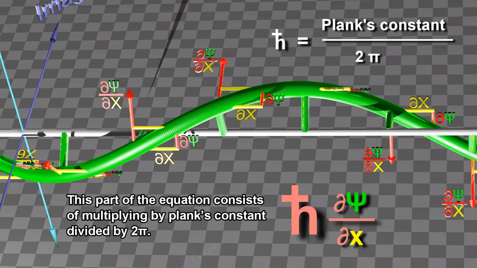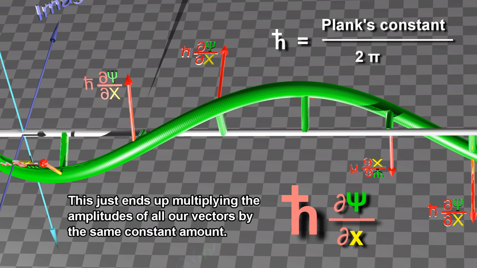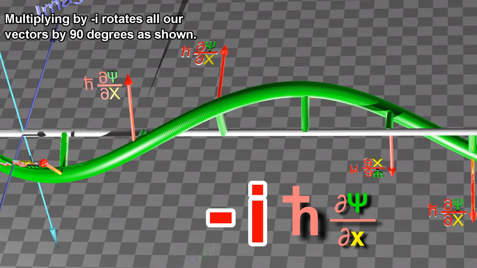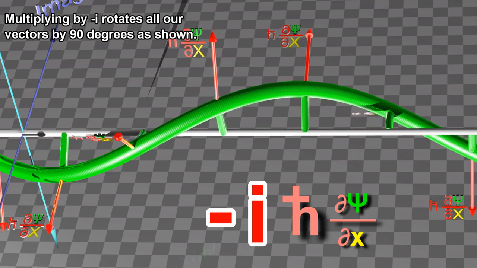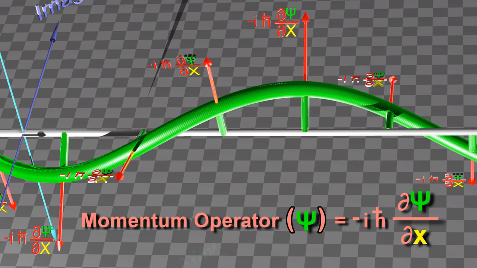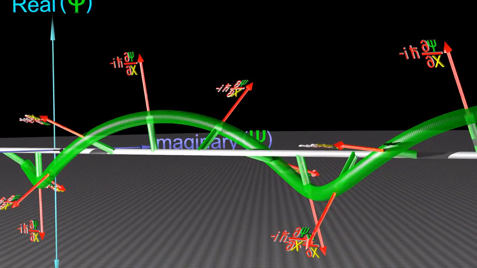This part of the equation consists of multiplying by Planck's constant divided by 2 pi. This just ends up multiplying the amplitudes of all our vectors by the same constant amount. This part of the equation is multiplying by negative i. Multiplying by negative i rotates all our vectors by 90 degrees as shown. Therefore, the new function described by these vectors has the exact same shape as the original wave function, except that its amplitude has been scaled by the exact same number everywhere.